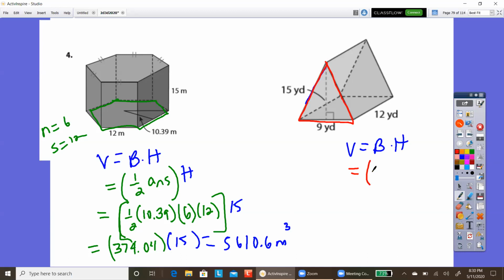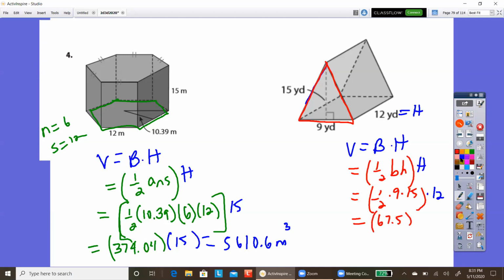So the formula for the area of a triangle, that's what I'm using in place of capital B. Now the base of this triangle is 9, and the height of that triangle is 15. Capital H is the height of the whole solid. Just because it's laying down, don't let that throw you off. It would be the distance between the bases, which is 12. So if I multiply this, that's going to be 9 times 15 divided by 2. 67.5 would be the area of the triangular base. How many cubes there would be on the first layer, and multiply that by the number of layers, and that's 810 cubic yards.